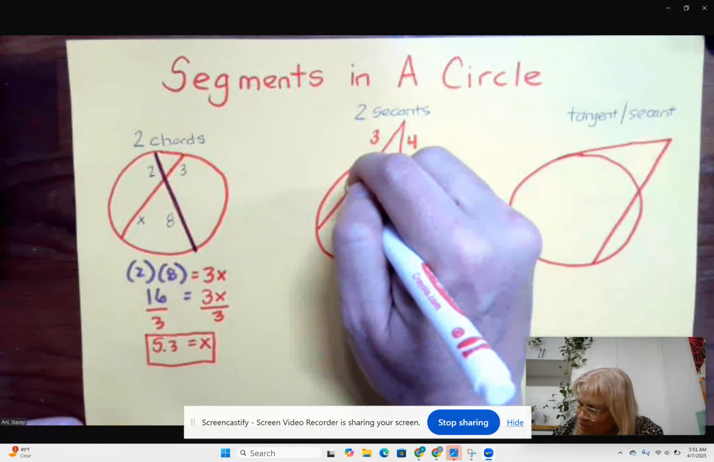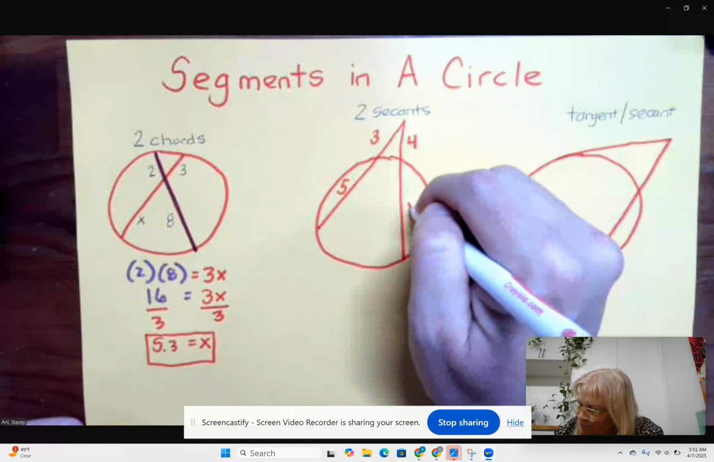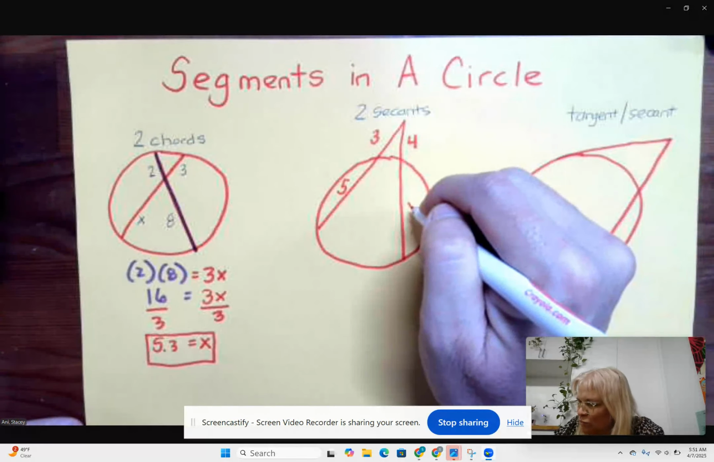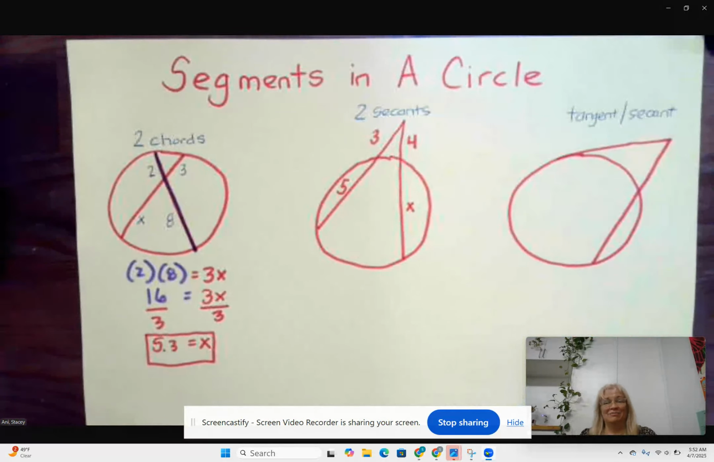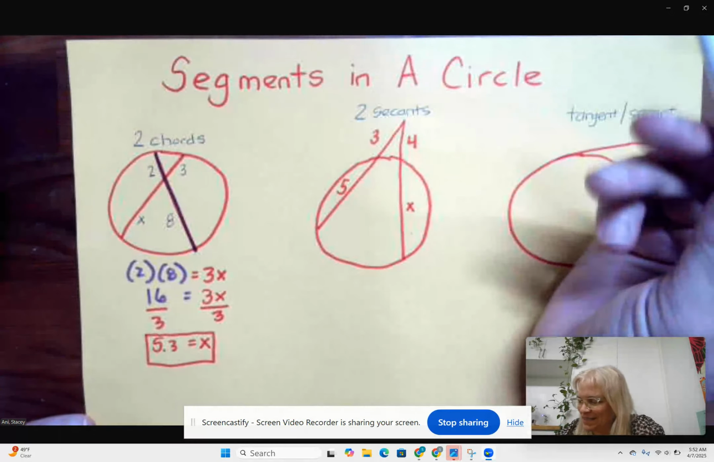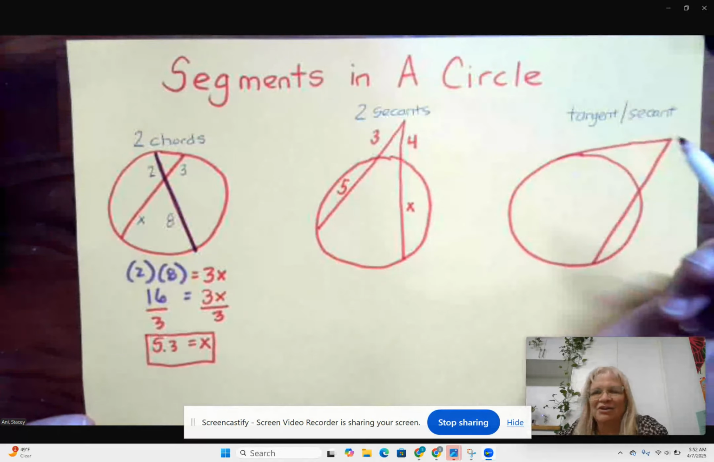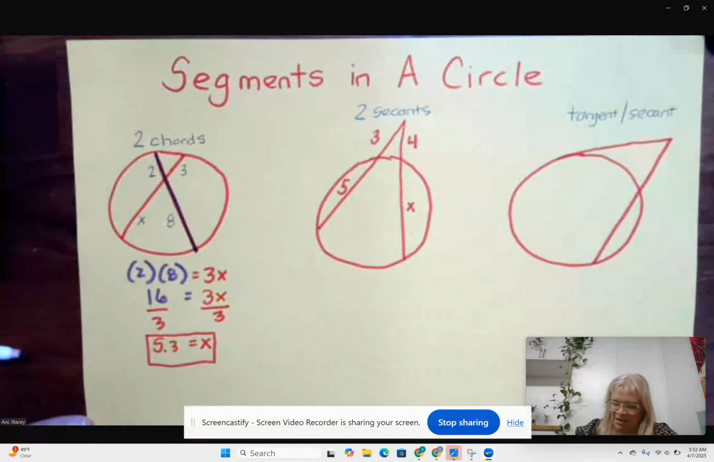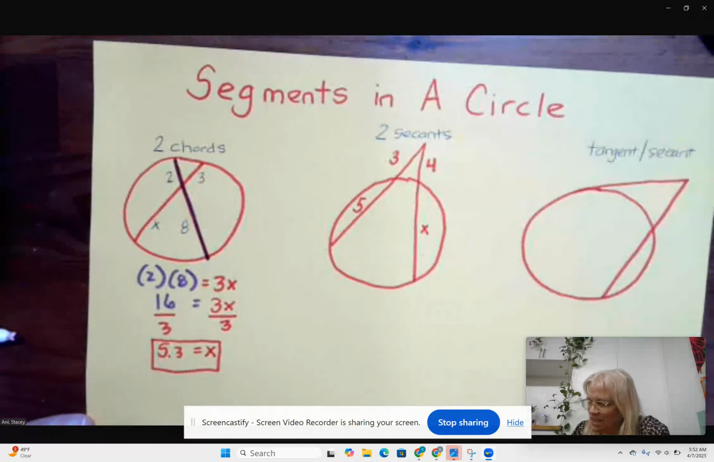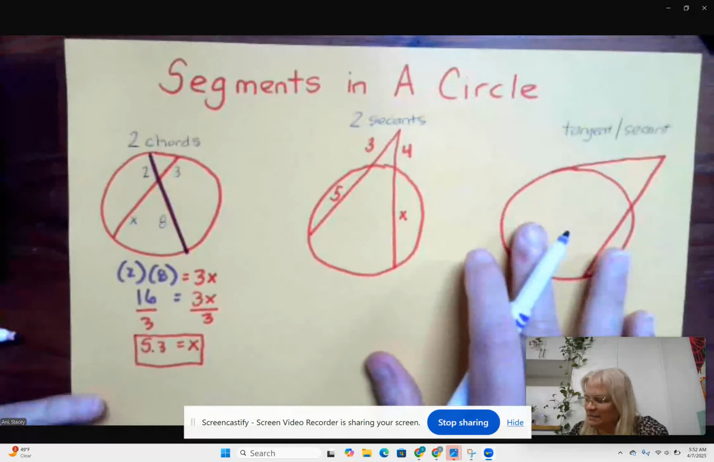Hold on, I'm trying to choose good numbers. Okay, now this is a little bit tricky. This is why this is our level 4. So you gotta follow me here, okay? Pay close attention. So in this scenario where you have two secants, it's the same where you can color code the lines.